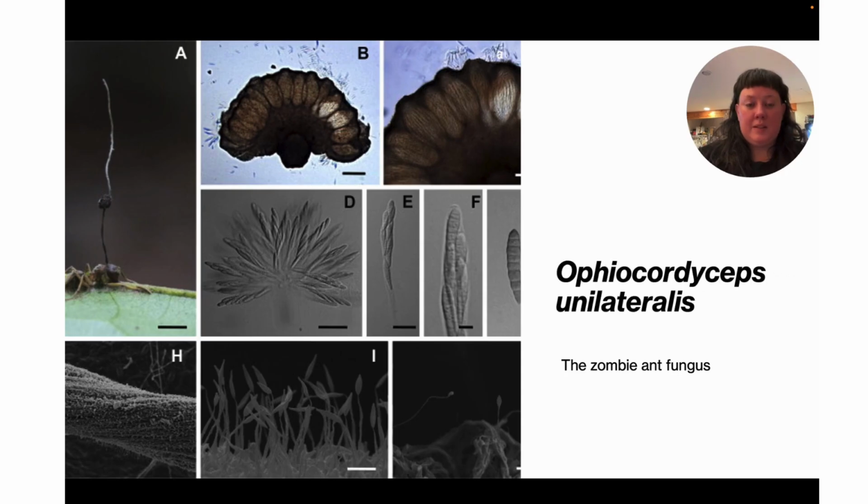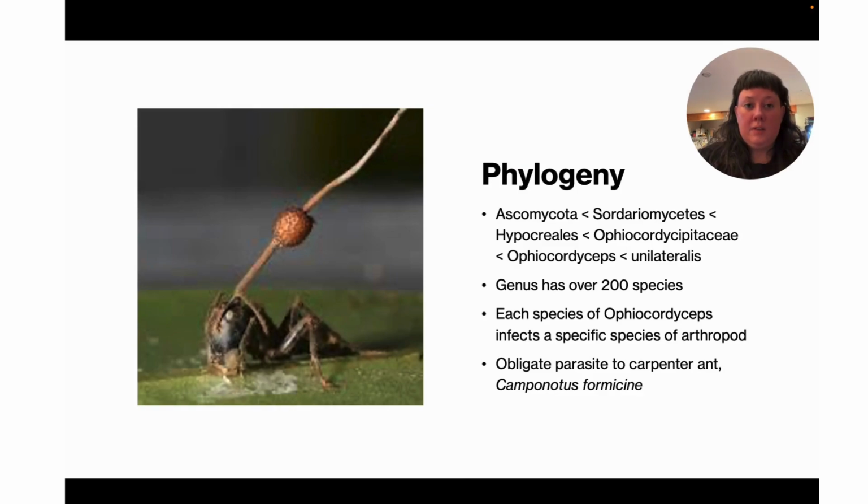Ophiocordyceps unilateralis is a eukaryotic fungus that is better known as the zombie ant fungus due to it taking over ants' behavior to self-propagate. O. unilateralis is part of the Ophiocordyceps genus that houses over 200 species, with more being discovered around the world in tropical environments. It is an obligate parasite to carpenter ants, specifically Camponotus formicine, meaning that it is host-specific and does not infect other insects. There are other species in the genus that infect other insects, such as different species of ants, or even other bugs like moths, spiders, or grasshoppers.